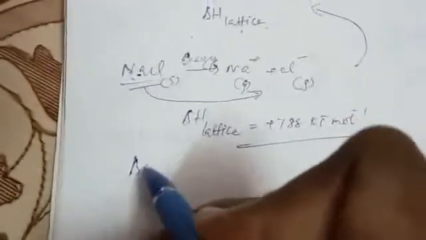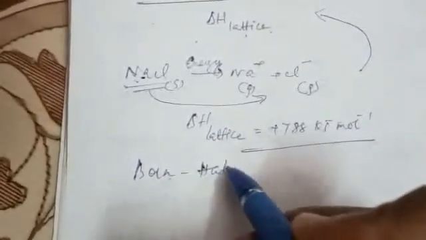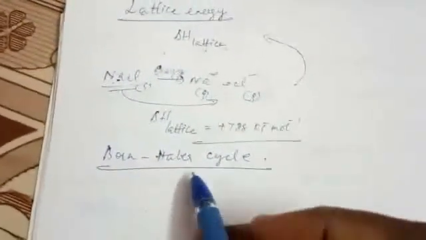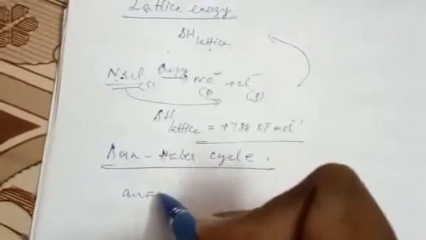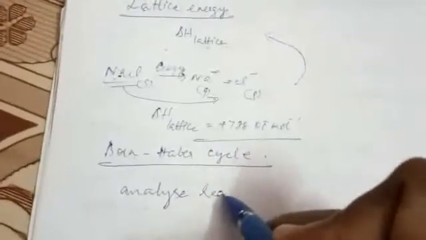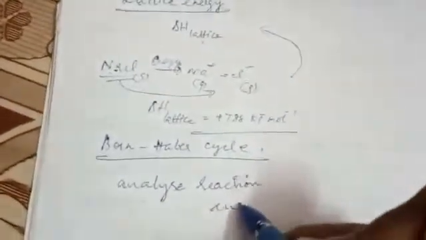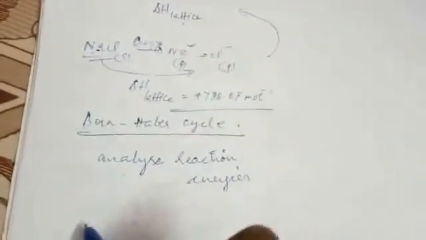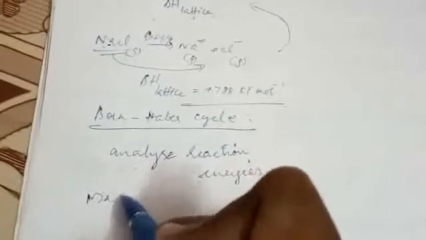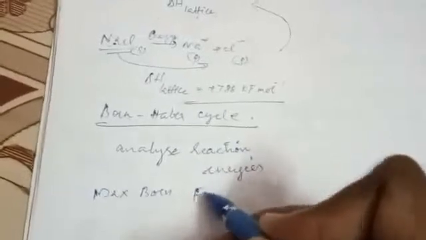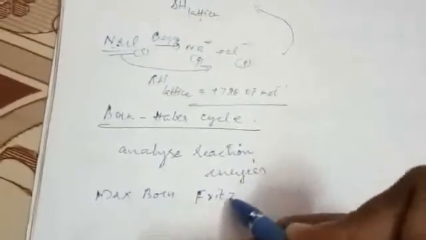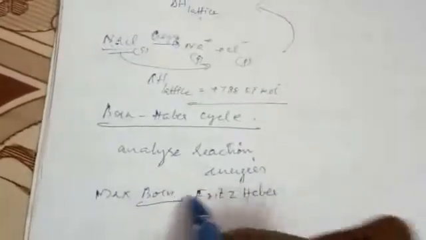Next, Born-Haber cycle. The Born-Haber cycle is an approach to the analysis of reaction energies. It is named after two German scientists: the first, Max Born, and the second, Fritz Haber. Both names are combined.